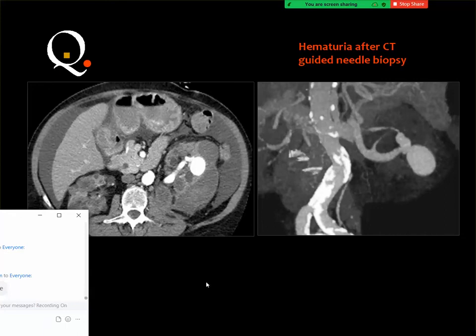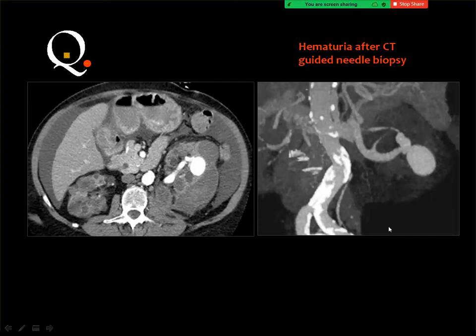Nephritis? No. Polycystic kidney disease? No. Hematoma? No. Okay, this is an aneurysm, and you can see this is the arterial phase, and the saccular dilatation of one of the intrarenal branches of the renal artery, and it is seen also in the reconstructed image of the angiogram.